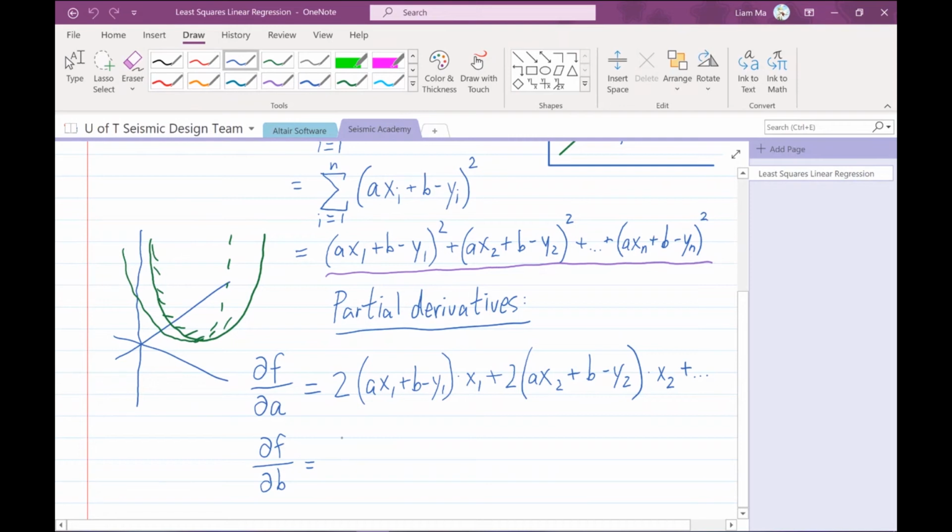So when we differentiate each expression, it looks like 2 multiplied by (a times x sub 1 plus b minus y sub 1) multiplied by 1, because that's the derivative with respect to b of the inside function. We don't actually have to show that because it's redundant. And this continues for the other expressions, all the way up to the nth data point.